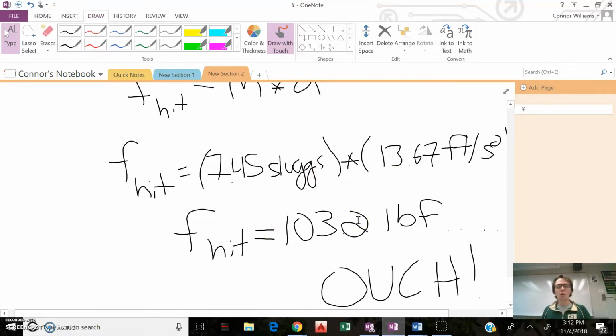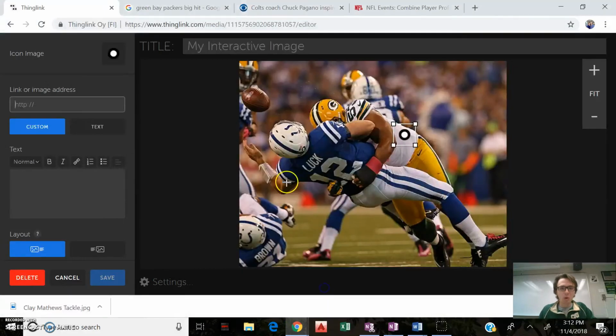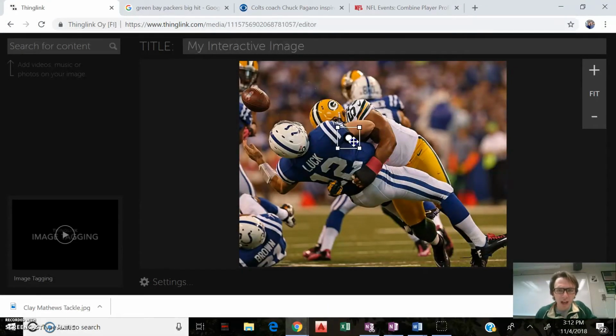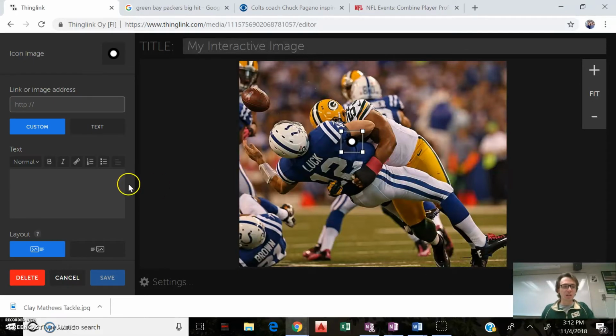So we have this information. We know how to describe the situation of Clay Matthews hitting Andrew Luck. Let's go back to ThingLink and use it. We're going to click on this situation, right at that point of contact, right under Andrew Luck's armpit. We're going to say, boom, F underscore hit, and we're going to describe the situation. So we want to make sure that we type it out correctly.